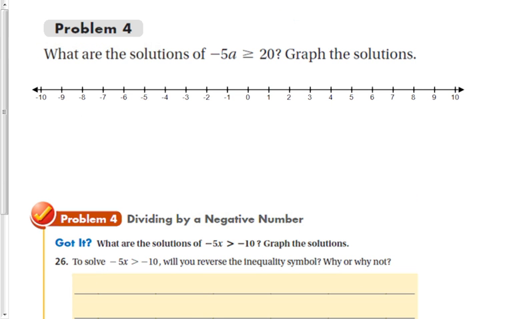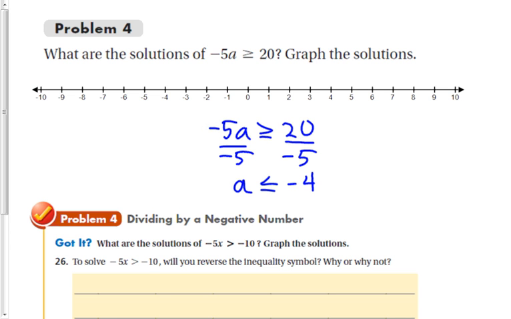All right, one more problem to do here. What are the solutions to negative 5a is greater than or equal to 20? And to solve this, we want to divide both sides by negative 5. When you do that, you're going to have to reverse this inequality sign. So you get a is less than or equal to negative 4. And so I'm going to put a solid dot at negative 4 and shade to the left.